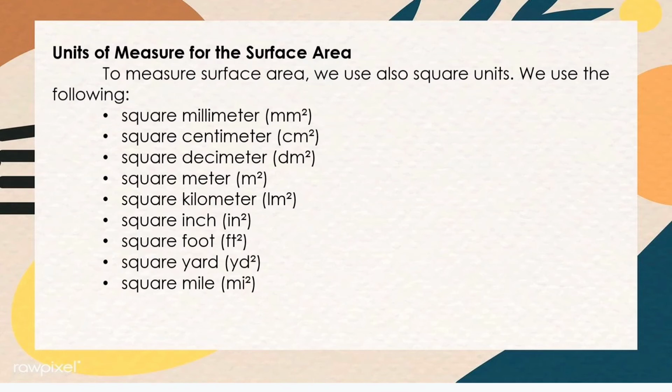So what are the units of measure for surface area? To measure surface area, we also use square units. We use the following: square millimeter, square centimeter, square decimeter, square meter, square kilometer, square inch, square foot, square yard, and square mile, each with its abbreviation.